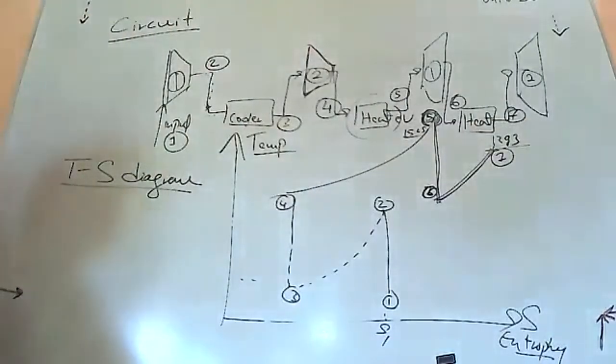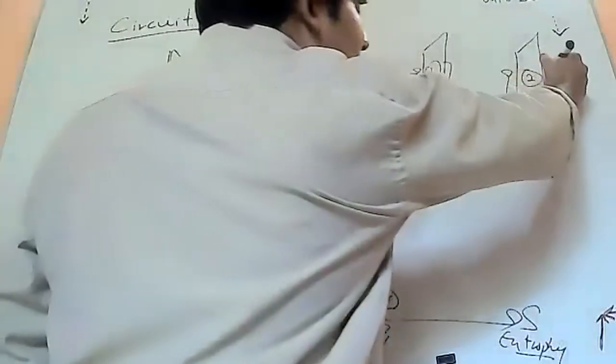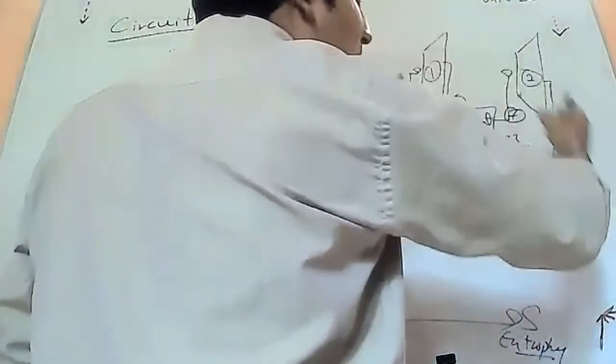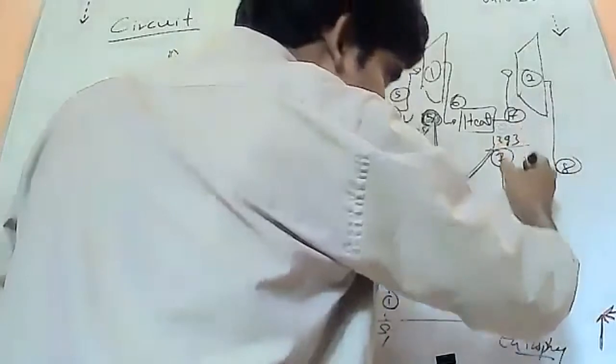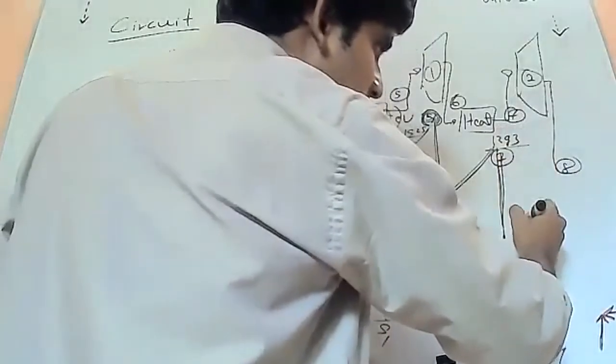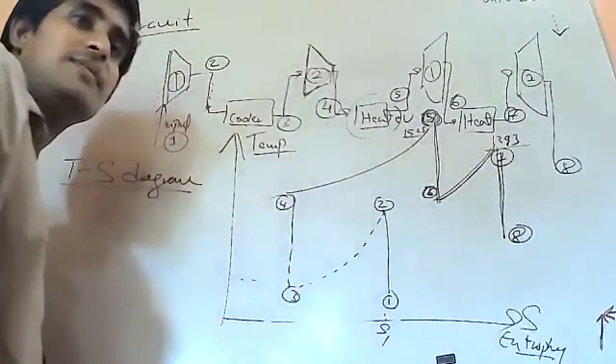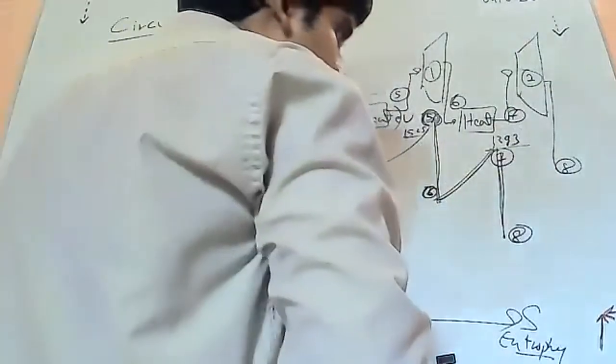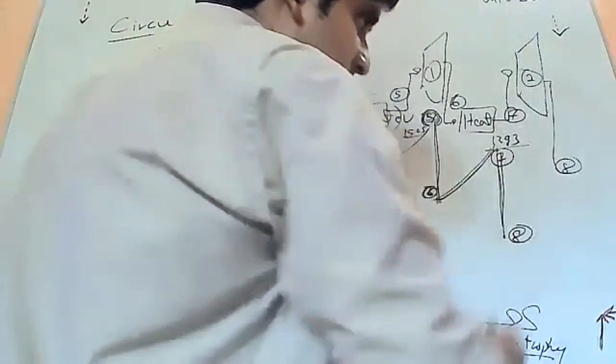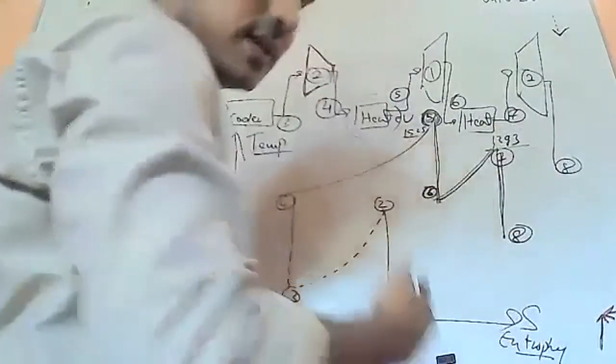Okay, so after that we get the output. So let's call it 8. So now this is where the second turbine process finishes, and so this is the end of the second turbine.